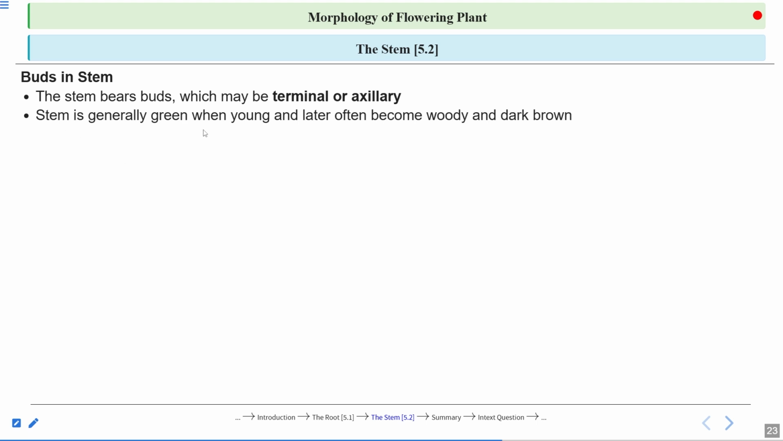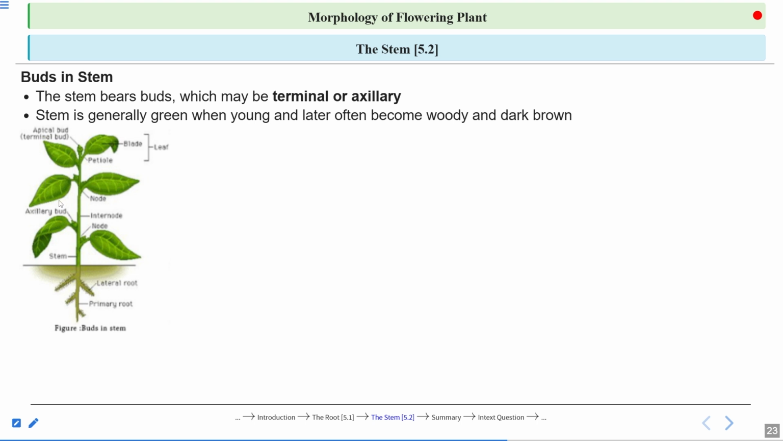So stem is generally green when young and later often becomes woody and dark brown. Initially every stem is green in color, but as it grows, slowly it becomes brown, woody and dark brown. Here again you can see the apical bud or the terminal bud present at the apex, and in between the stem and the leaves there is an axillary bud.